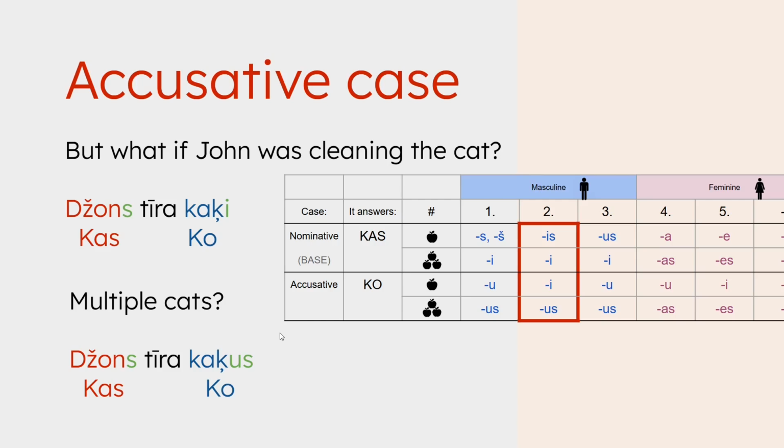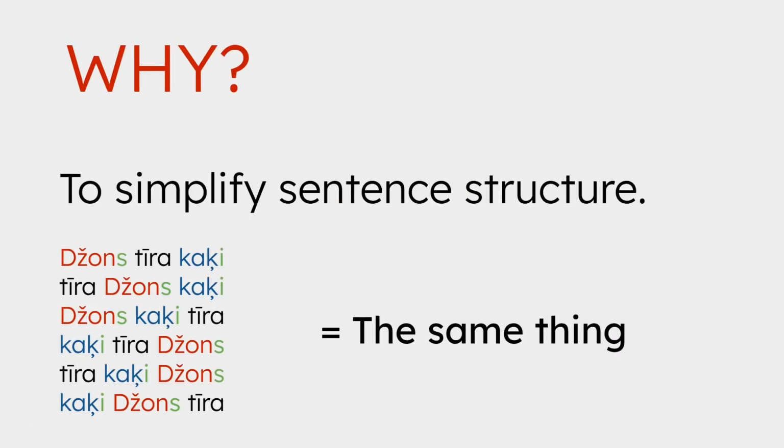But what if there are multiple cats? Then it would be Johns, still singular because John is still singular. He is still our kas, he's still doing the cleaning, but now there are multiple cats, so we have to find our multiple still in the same declension. We find kakus. Johns, tira, kakus.